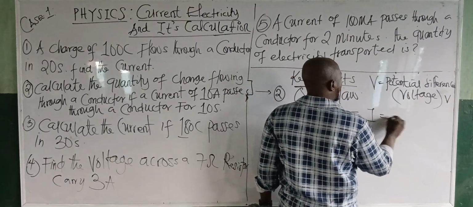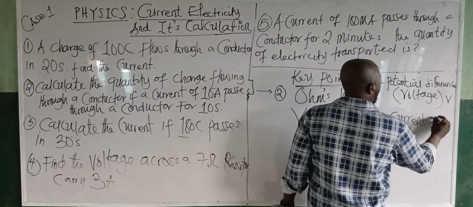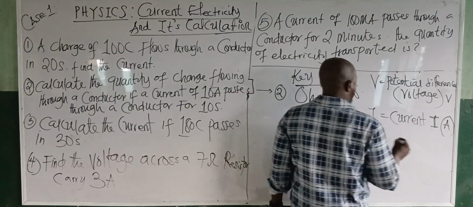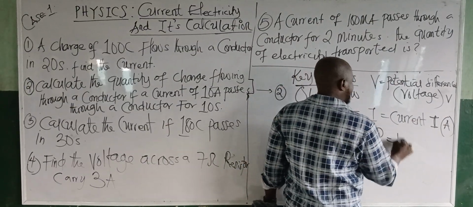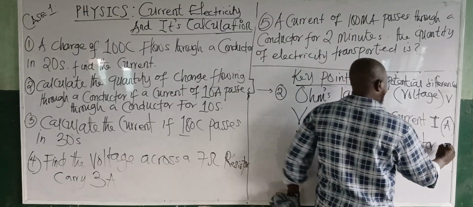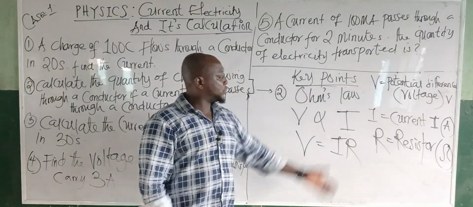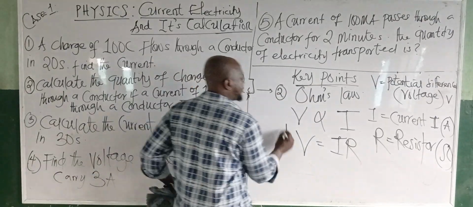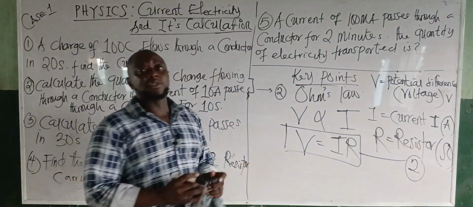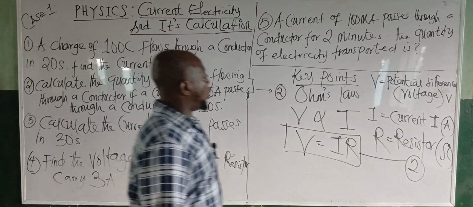Next, I, obviously, we know that that is my current, and it's measured in ampere. R is a resistor and is measured in ohms. So this is what we need to note, please. This becomes my equation 2. This is all we need to note to solve these problems on the board.